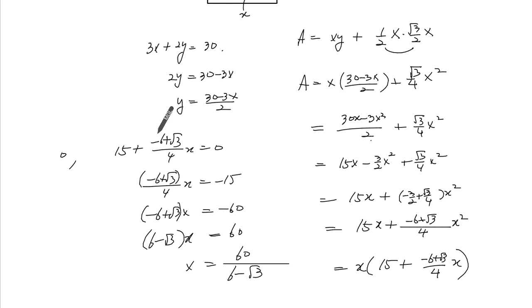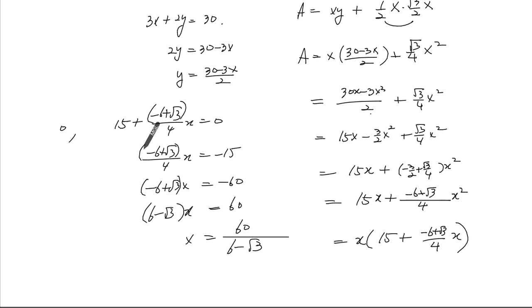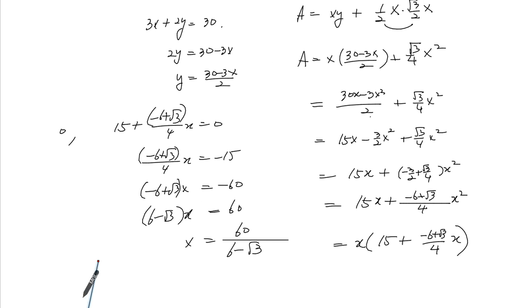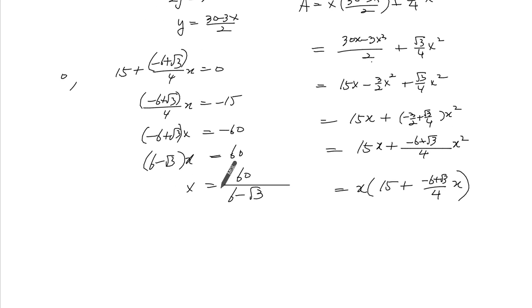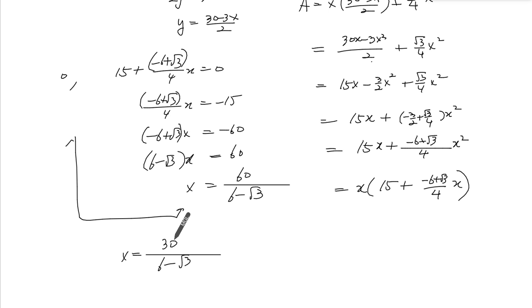There's an implied bracket. I almost forgot, and it's a very common mistake for students to forget that. So this is the other root: 0 and this. Where is the vertex going to occur? These are the two zeros or roots. The axis of symmetry is going to be the midpoint between these two. So if you divide this by 2, you get 30 over 6 minus root 3.